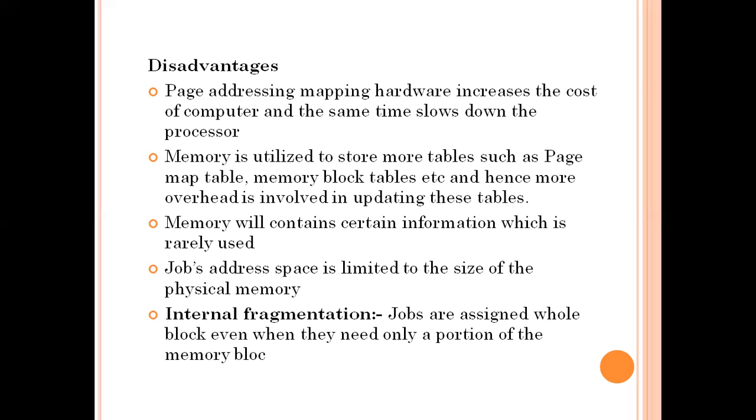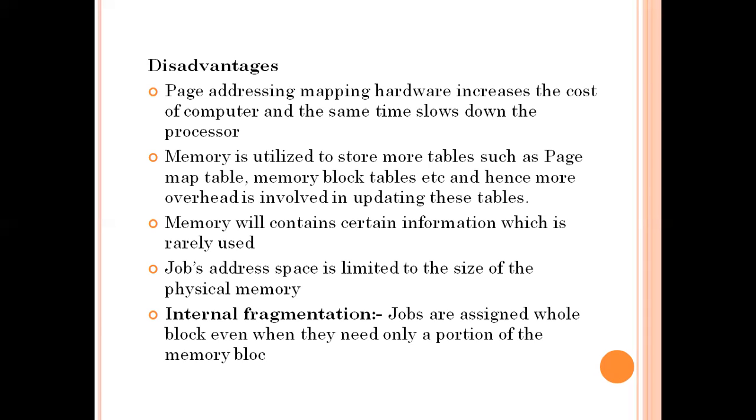As I told earlier, this technique requires more tables and hence increases the cost, and overhead is also involved. Whenever a job allocation is done, we need to make changes in many tables: the page map table, the memory block table, etc. Similarly, after execution is over, during deallocation also, we need to update these tables. That itself takes a little time. And memory will contain certain information that is sometimes not used at all, or rarely used.